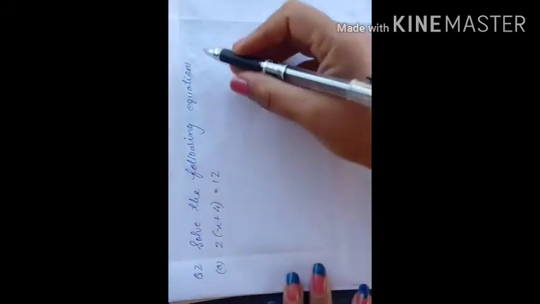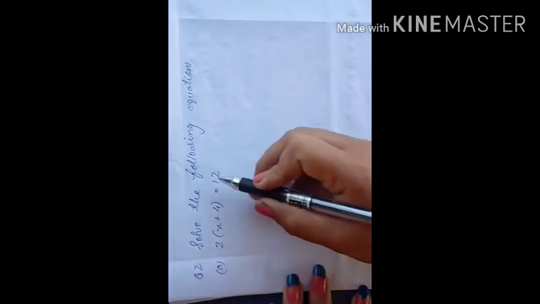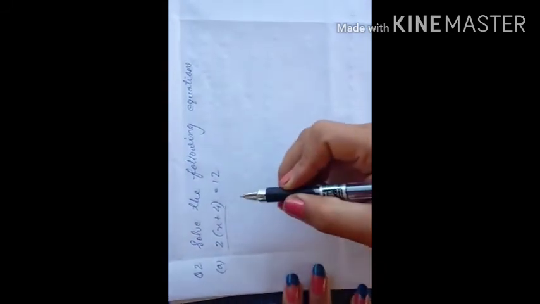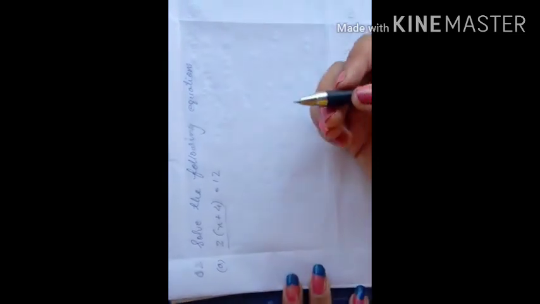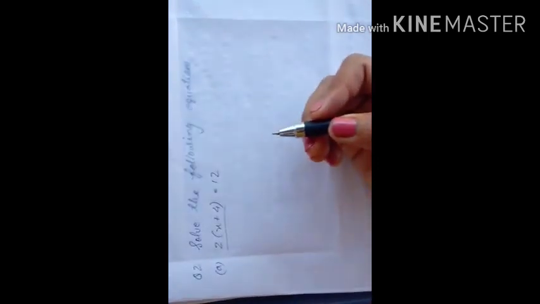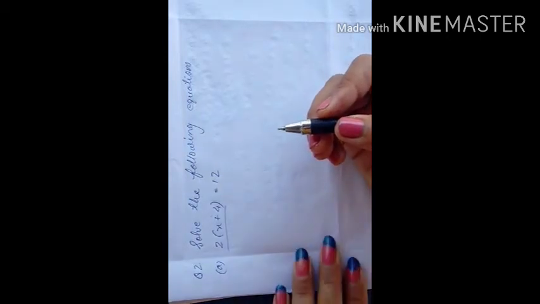Now question number 2, solve the following equation. What is the question? Solve the following equation. 2 into bracket x plus 4 equal to 12. So here we can see the new thing. What is the new thing here? We can see the bracket, isn't it? The new thing which came here is the bracket.